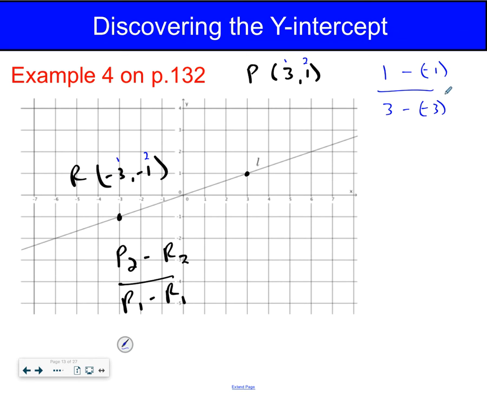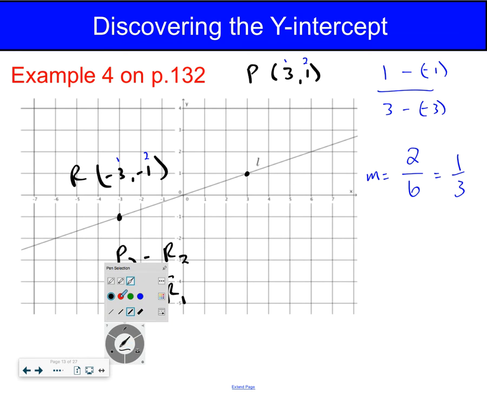So if I do this math, 1 minus a -1 is the same as 1 plus 1, so that would be 2. 3 minus a -3 is the same as 3 plus 3, which would be 6. So my slope equals 2 over 6, which when simplified is 1/3. All right, so now let's go ahead and double check. Did we do this correctly?